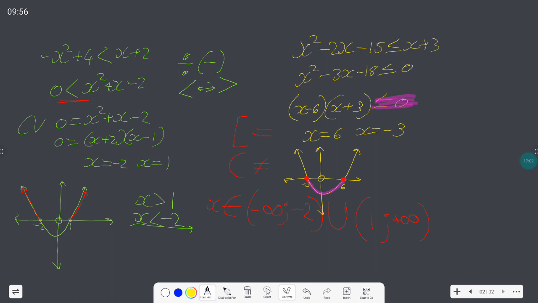So how do we denote it? We say but x is larger than and equals to negative 3. And it is smaller than and equals to 6. If I want to use interval notation, I say but x is an element of negative 3 and 6. Great.